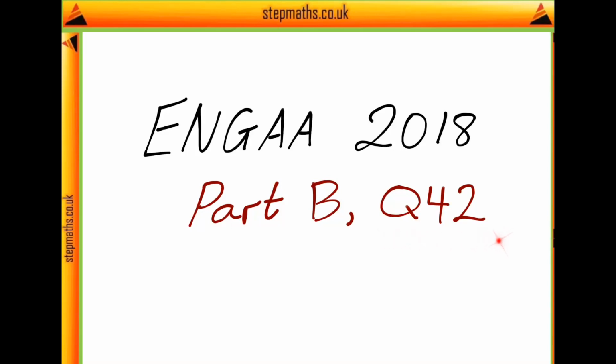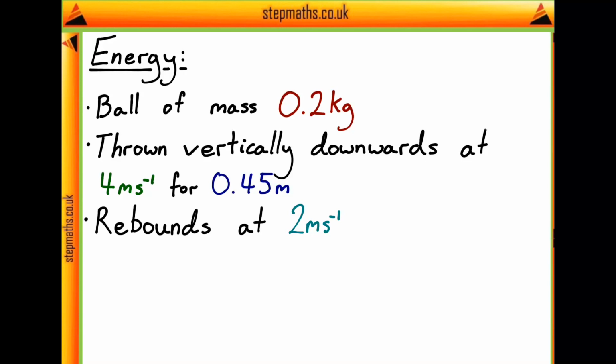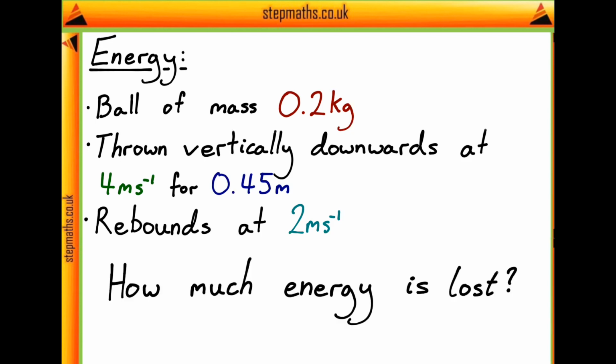Here we're going to look at question 42 of the ENGAA 2018 paper. So in this question we're told we have a ball of mass 0.2 kilograms which is thrown vertically downwards at 4 meters per second from a height of 0.45 meters. We're then told that this ball rebounds off the ground at a speed of 2 meters per second. The question asks, how much energy is lost in the collision?